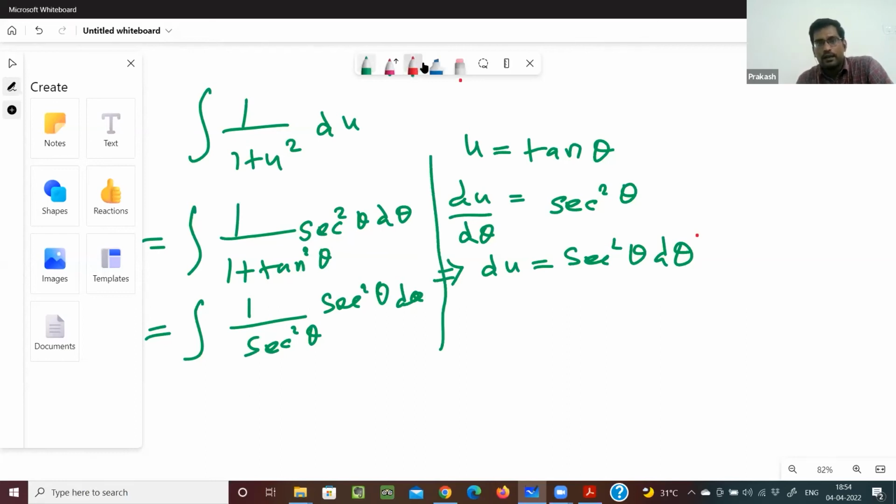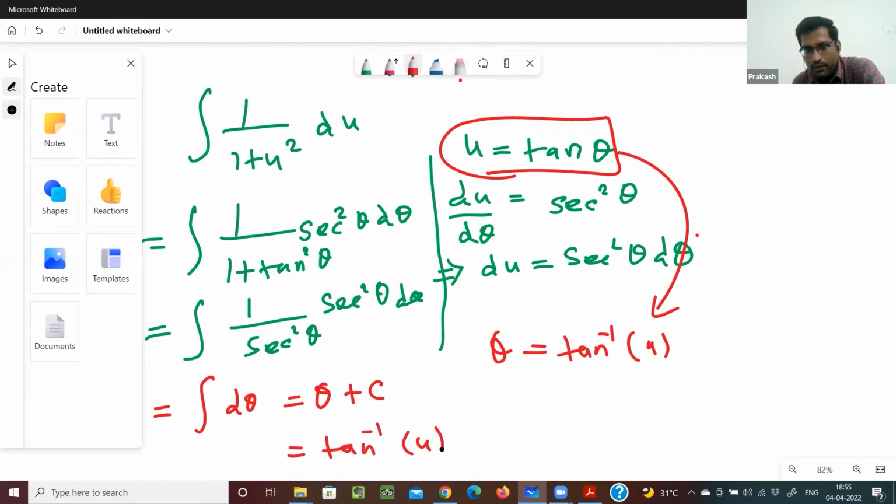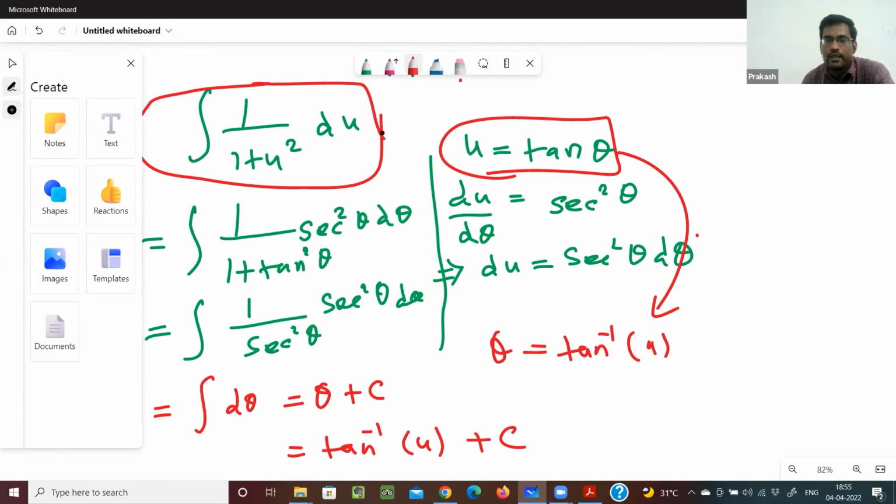So this we can evaluate. This is nothing but d theta, so the integral is theta plus c. But here we assumed u equal to tan theta, so theta is nothing but tan inverse of u. So the answer is tan inverse of u plus c. You see, in general this integral evaluation is not easy, but here we are using some trigonometry identities to evaluate it. This integral evaluation is very easy if you know the trigonometry identities. Otherwise, the evaluation is not easy.